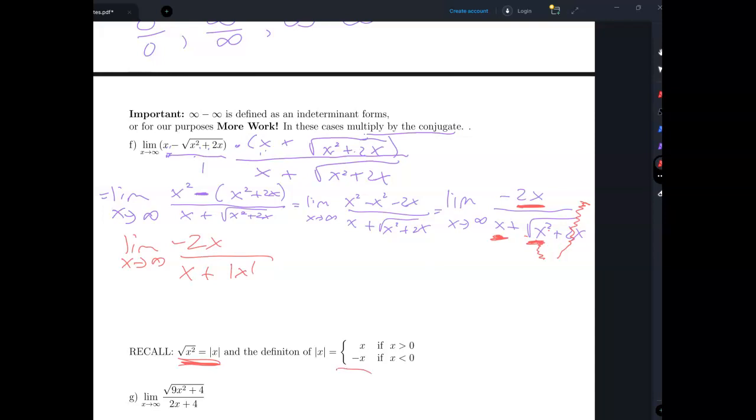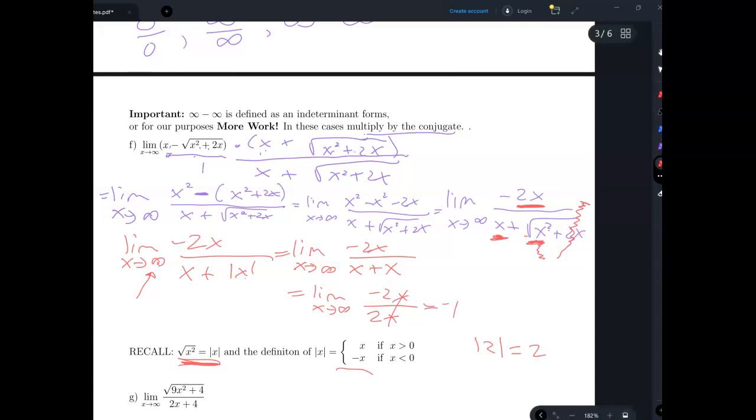So we need to go use the absolute value definition. And think about where we're going. We're going to positive infinity. So when we have positive numbers that we're plugging into our absolute value, like absolute value of 2, we get 2. So this is a positive number, so we just get itself, x. So then last step would be to add these two things together in the denominator, cancel the x's, I get negative 1.